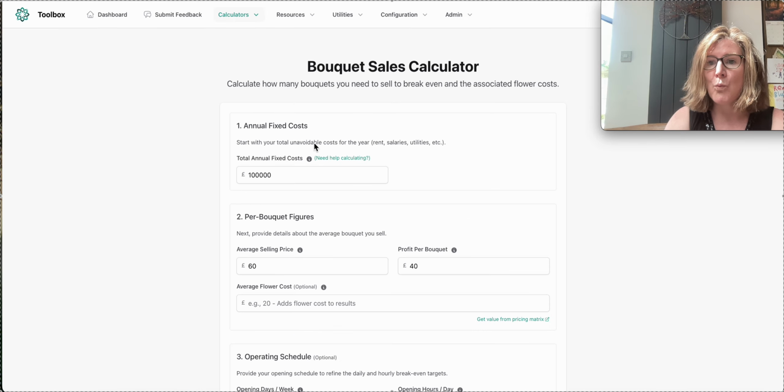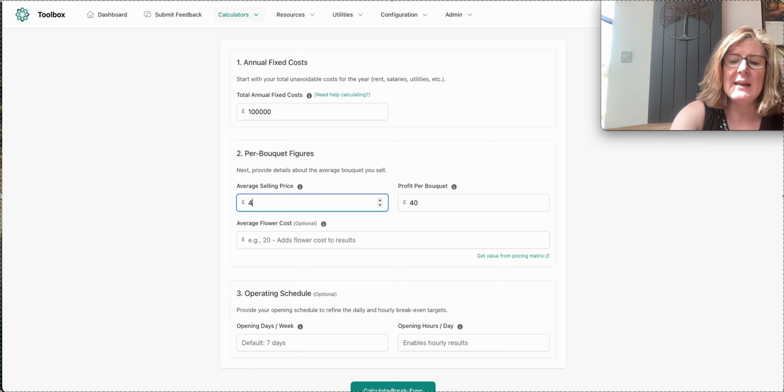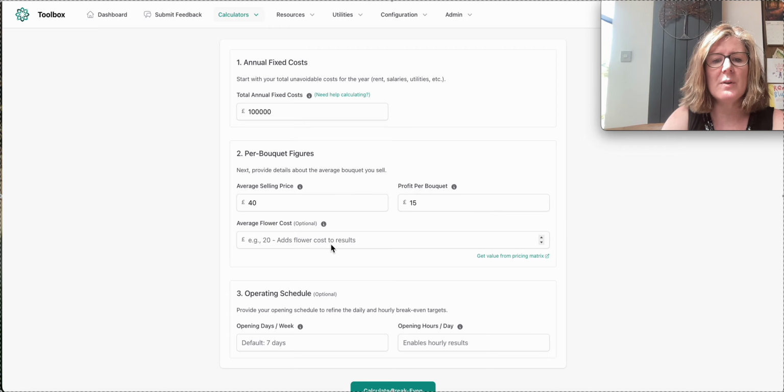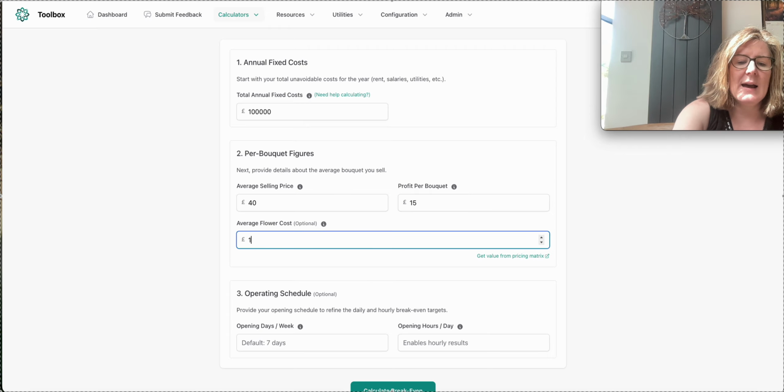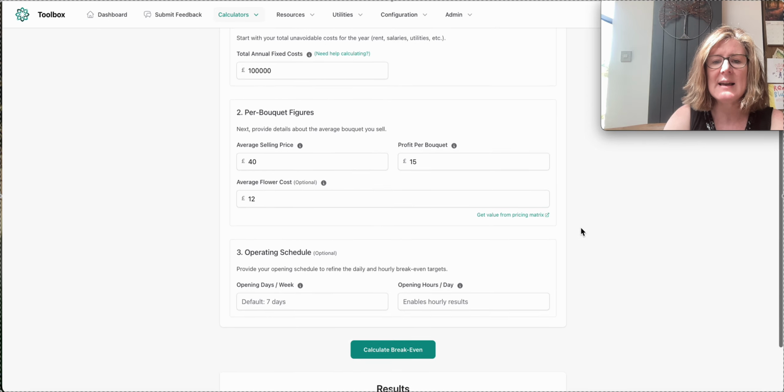Now, when we come to the calculators here, the Bouquet Sales Calculator, I'm going to click that. Based on what you've worked out from that operating cost calculator, you'd put your annual fixed costs in. We're going to go for an example of annual fixed cost of 100,000. We're going to say over here that the price that we're selling that for is 40. We are making 15 profit per bouquet. And let's say we put £12 of cost price of flowers in that.